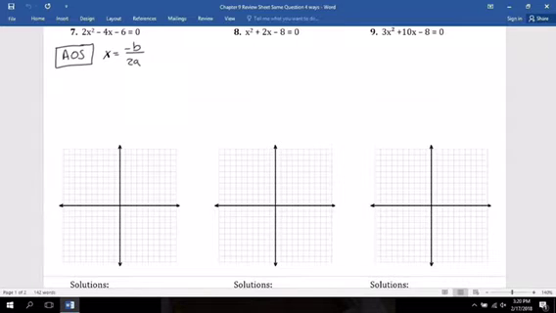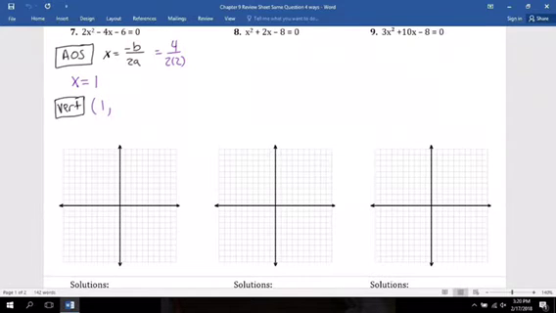So for number 7, our b is negative 4, so negative b would be a positive 4, over 2 times 2, because a is 2. So that means my axis of symmetry is x equals 1. That value is also the x value of my vertex, so I already know that my x value is 1.